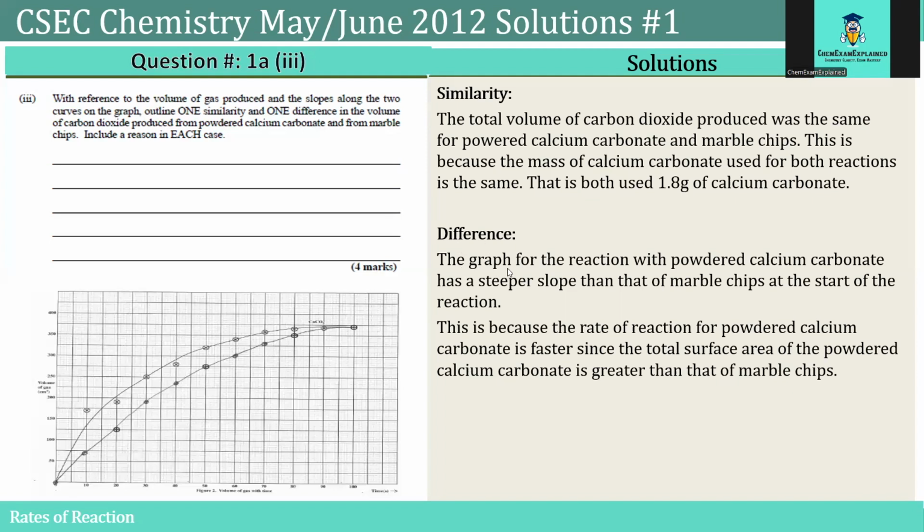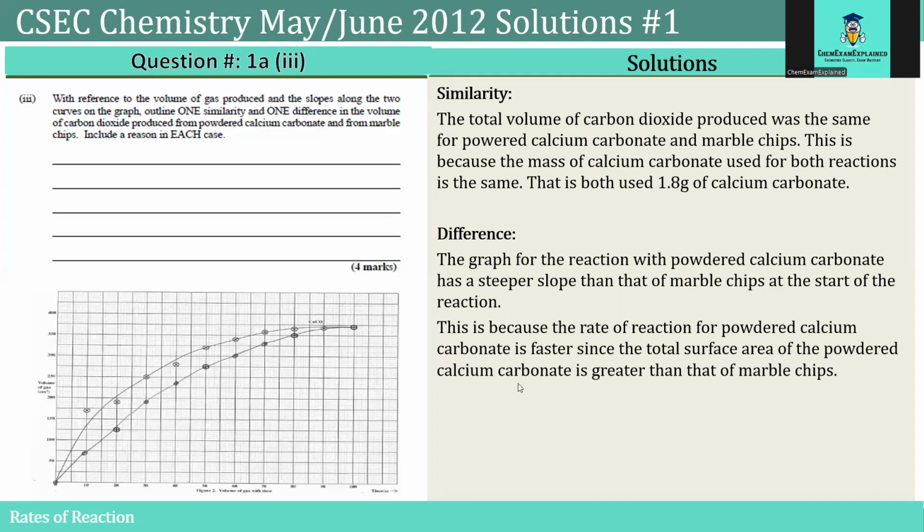The graph for the reaction with powdered calcium carbonate has a steeper slope than that of marble chips at the start of the reaction. This is because the rate of reaction for powdered calcium carbonate is faster, since the total surface area of the powdered calcium carbonate is greater than that of marble chips. So we know that surface area would increase the rate of reaction.